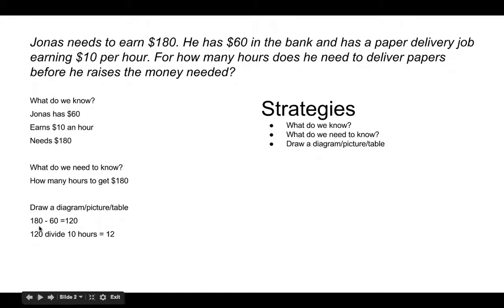Draw a diagram or table. In this case, we actually didn't need to. We could do a quick calculation. 180 minus 60, because he already had $60, equals 120. 120 divided by 10 hours is 12.